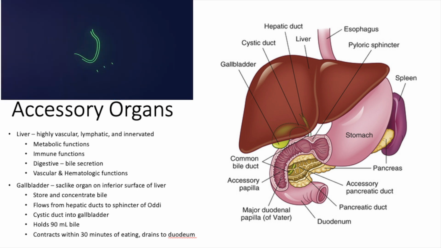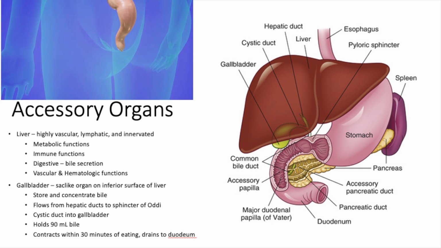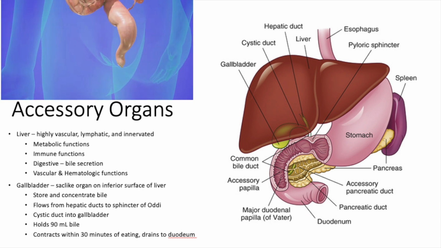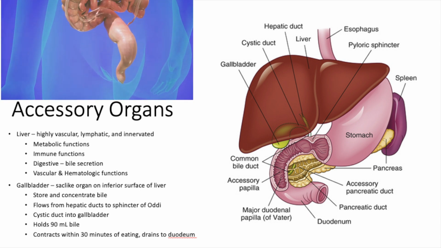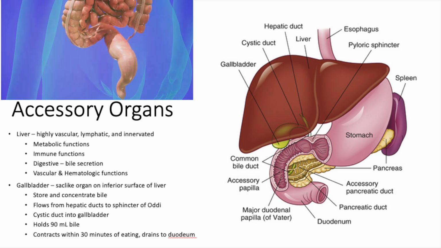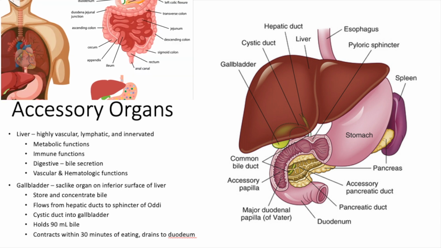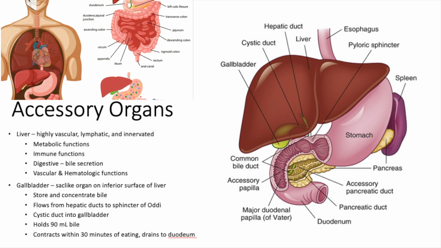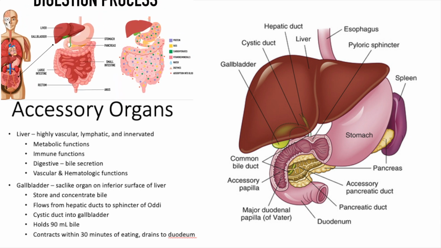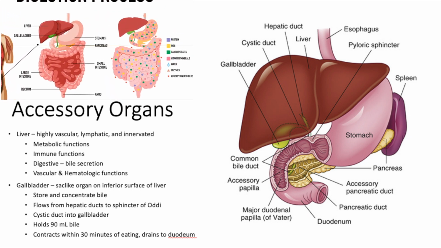Within 30 minutes of eating, the gallbladder contracts, forcing bile through the cystic duct and common bile duct, out through the sphincter of Oddi, and into the duodenum. There, bile helps with fat digestion and absorption, and bilirubin is excreted through the feces.